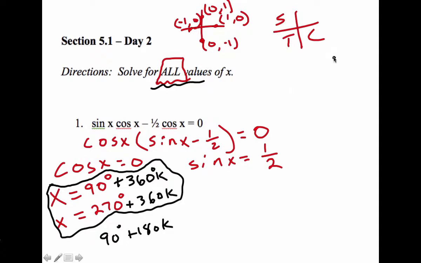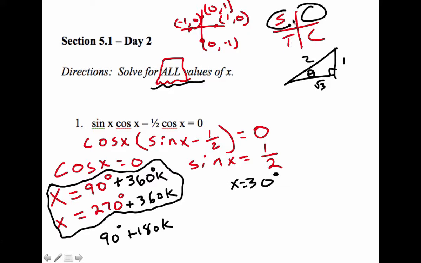And then we're back to reference triangles as well. When is the sine equal to a half? And I think we know that that's 30 degrees. So x is 30 degrees. But we got to remember, it's 30 degrees in quadrant 1. It's also in quadrant 2 because it's positive. So we're chilling in the STC. So I get 30 degrees plus 360k, where k is an integer.